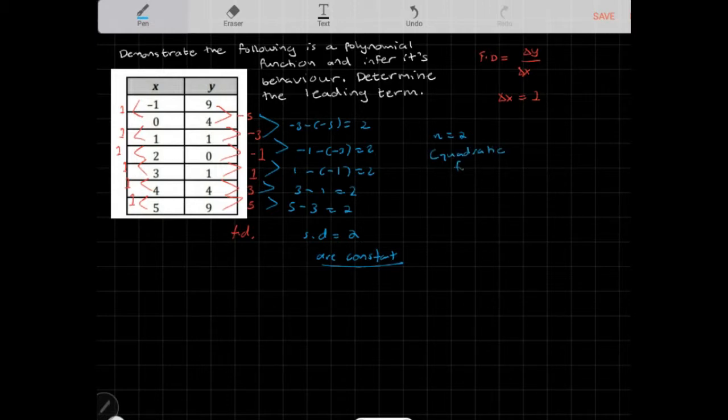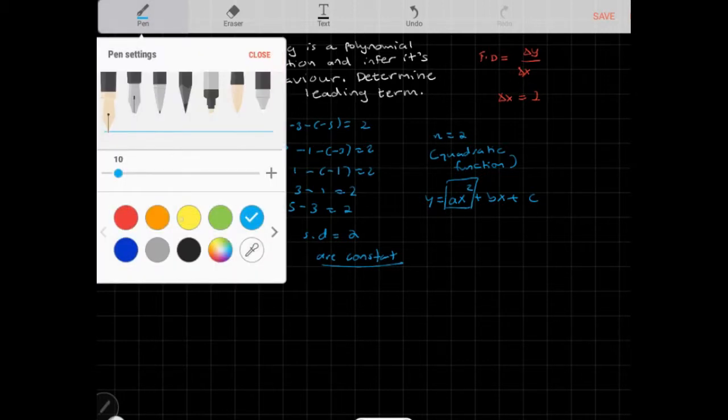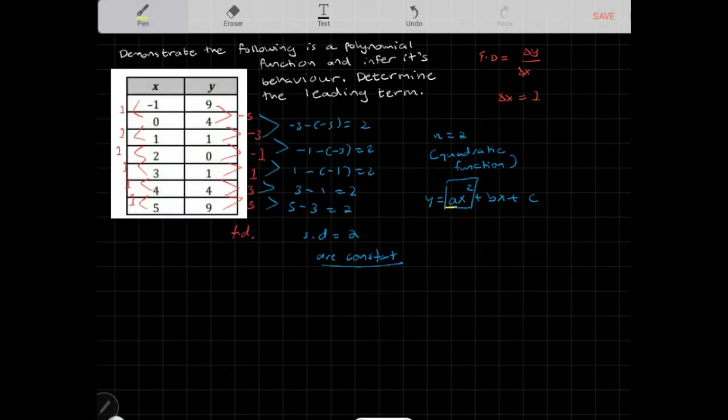So because it's a quadratic function, right, y should be equal to ax squared plus bx plus c. Okay, now we want to determine the leading term, right? So the leading term here is ax squared. The last thing we need to do here is find the leading coefficient. Let's solve for a.